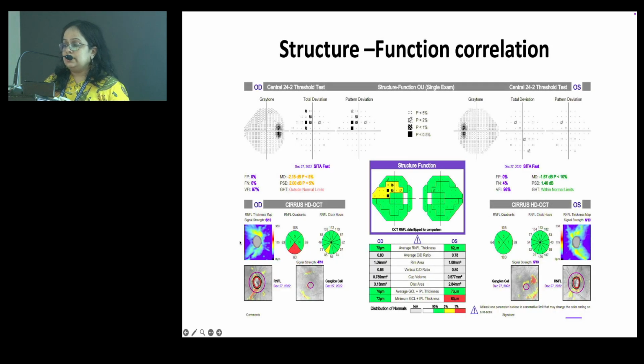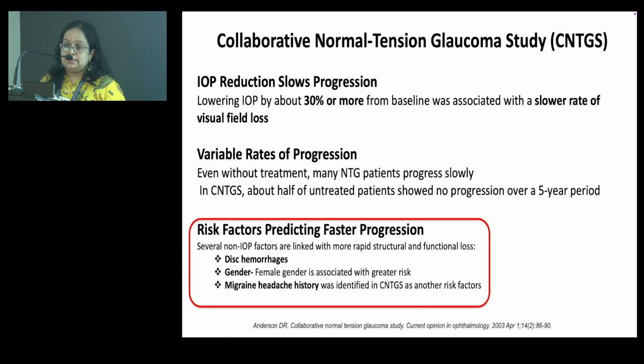And here also there is an inferior thinning. The machine is telling you this is the area of probable visual field defect, and the patient is having the visual field defect in the same region. And there is the NTG study that is mentioned. The Collaborative Normal Tension Glaucoma Study is the landmark study, and the risk factors predicting faster progression were disc hemorrhage, female gender, and a history of migraine.